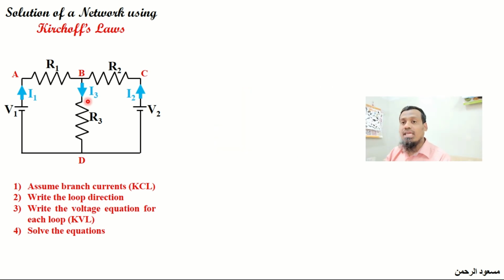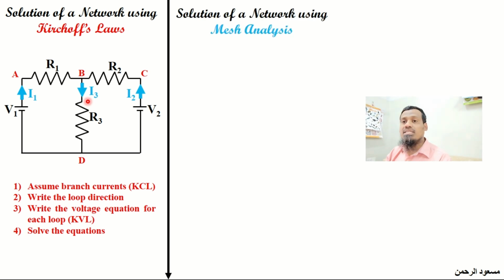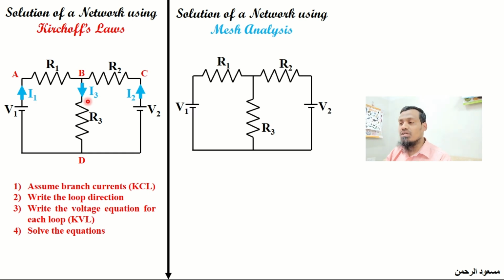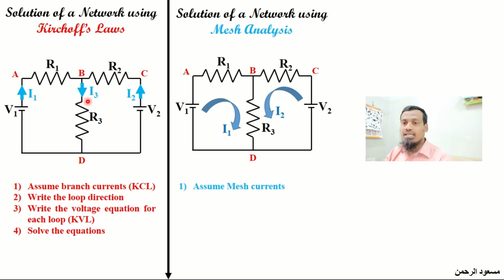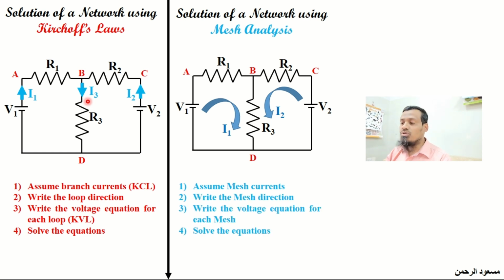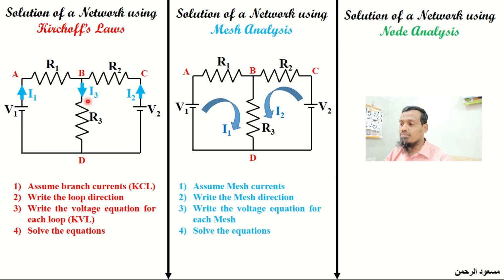If you solve the same network using mesh analysis, the slight difference is this. This is the same network and we will be naming the nodes available in the network and we will be assuming the loop currents. These are the two loop currents we are going to assume. After this, the solution is the same. We will be writing the mesh directions, and according to the mesh directions and the mesh currents, we will be writing the voltage equations. In this given network, we will get two voltage equations, and we will solve those two equations to get the required value.